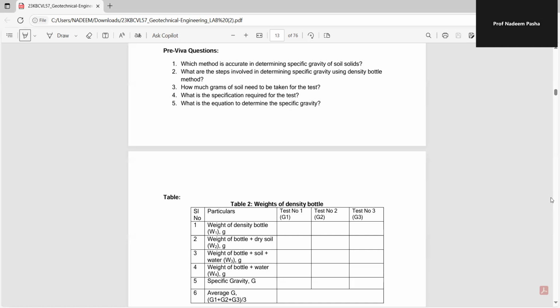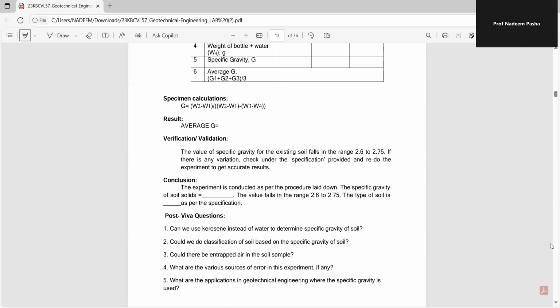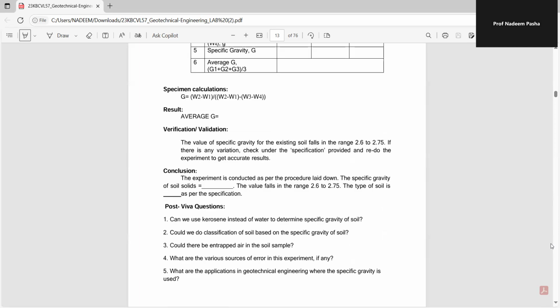Now, if you see, weight of density bottle is W1 gram, weight of bottle plus dry soil is W2 gram, weight of bottle plus soil plus water is W3, weight of bottle plus water is W4. So the specific gravity is equal to G1 plus G2 plus G3, the average of 2.